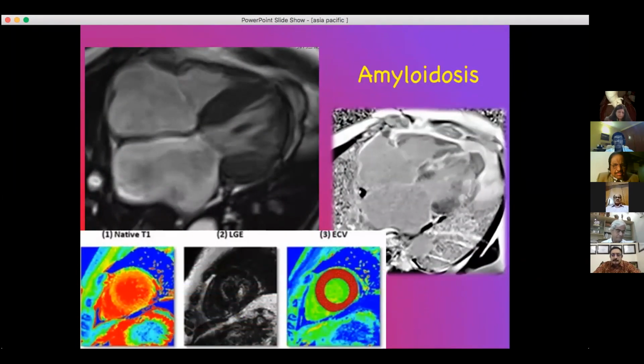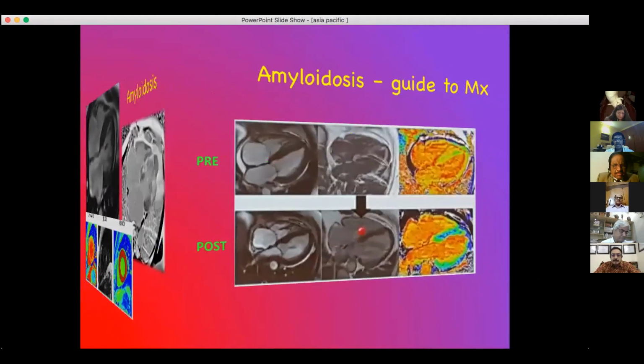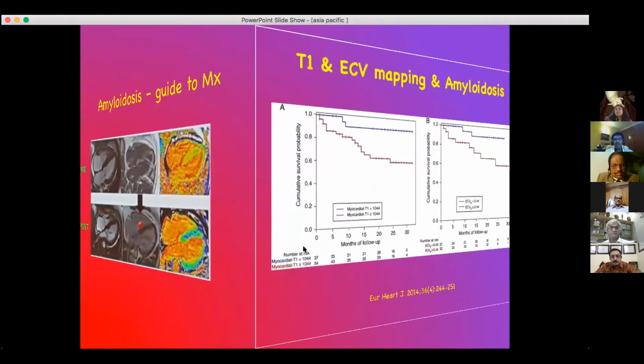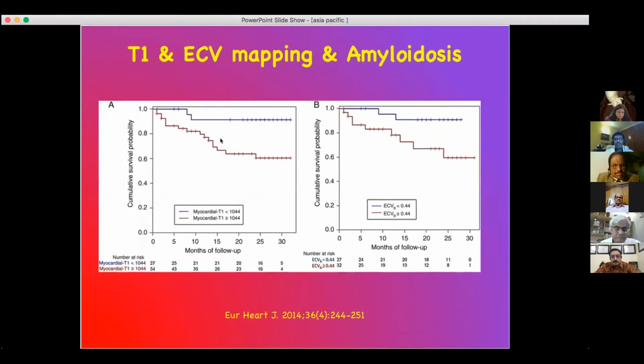Amyloidosis is another difficult disease, and the MRI really shines through and helps with the usage of drugs, where you can actually see there is a disappearance of that scar tissue and the LV function really returns to normal. And with the addition of the T1 mapping and the ECV mapping, you can also get the diagnosis and, more importantly, the prognosis.